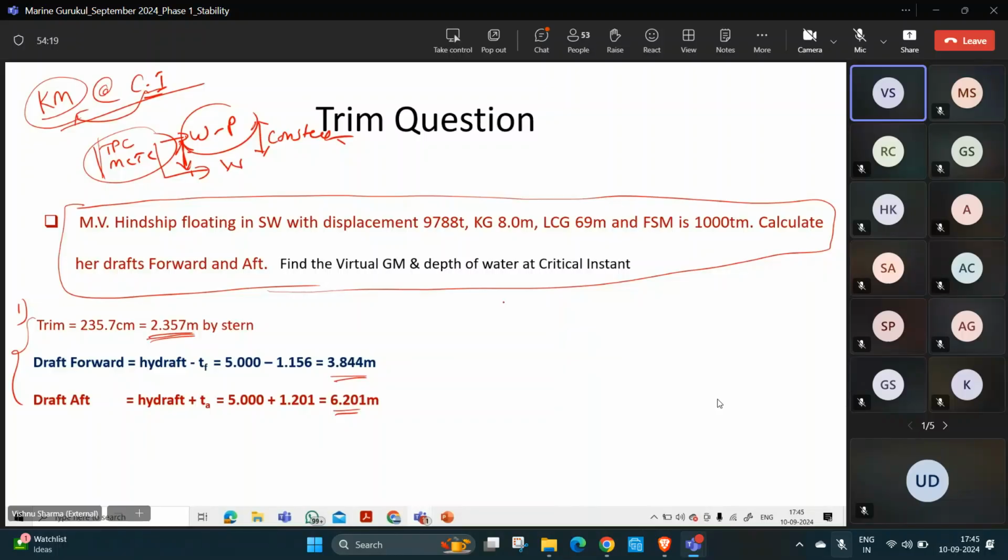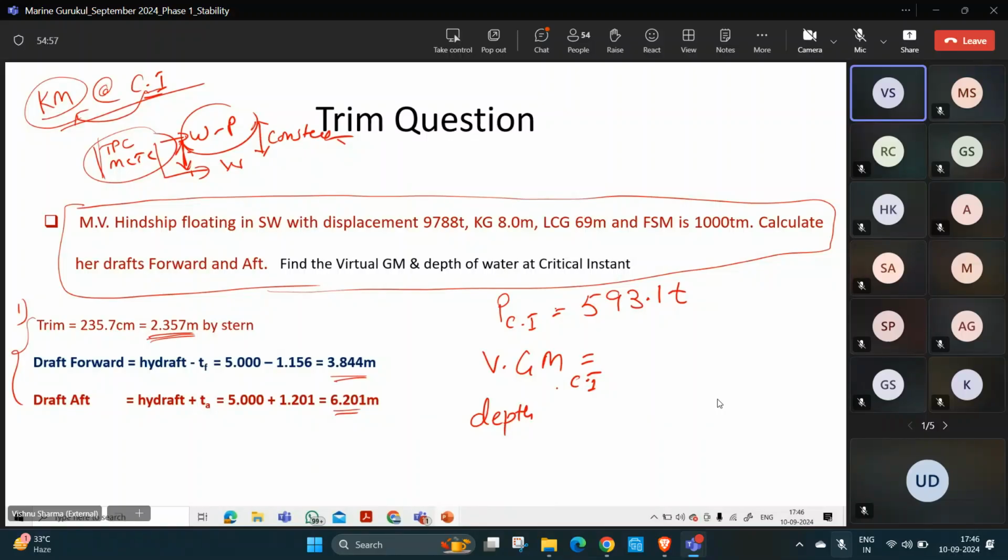Please calculate now for P at the critical instant, and the virtual GM at the critical instant. Once you have the trim, can you please calculate? Please do the calculation and tell me if the answer comes as GM, and of course the depth. 0.494. Sir, P is 539.1 tons.